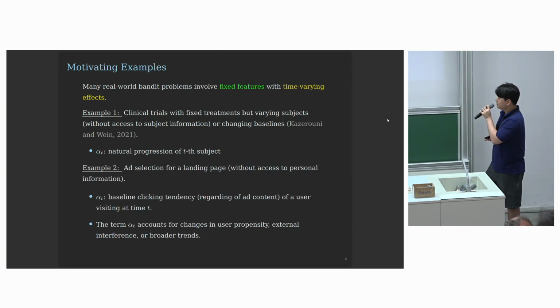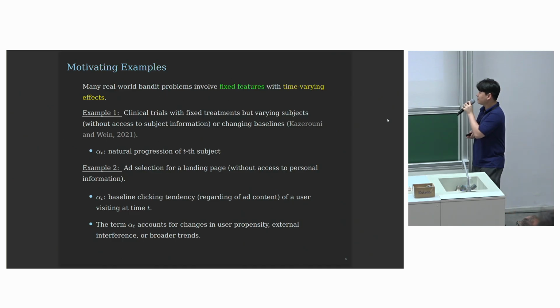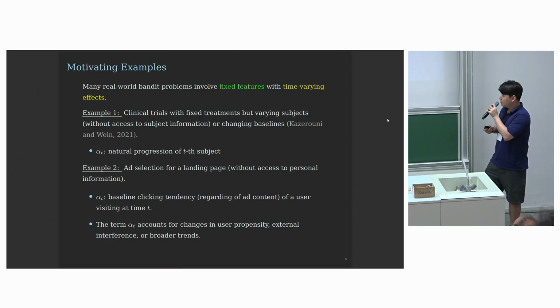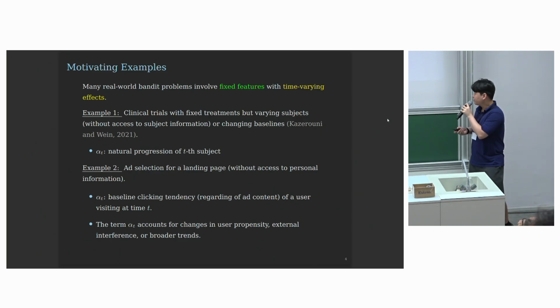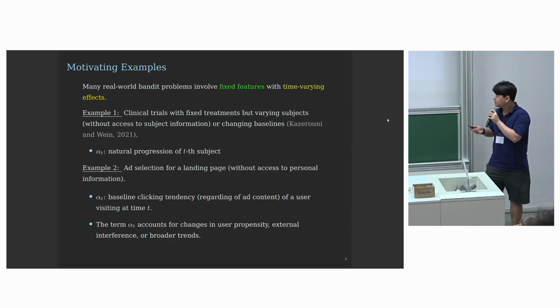For the second example, consider ad selection on a landing page without access to personal information. In that case, alpha T can account for the baseline clicking tendency of the user. Also, it may account for some external interference or broader trends.